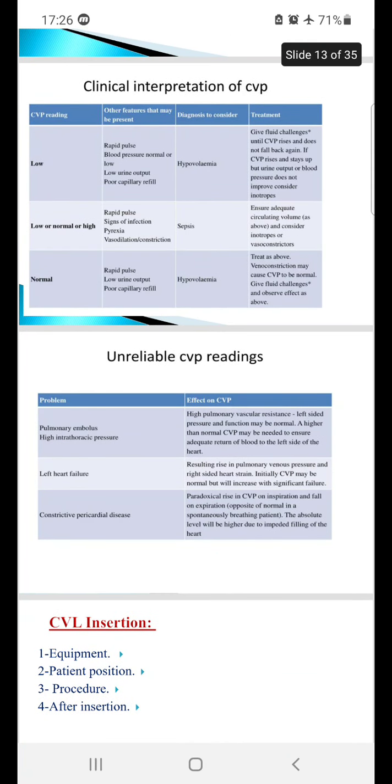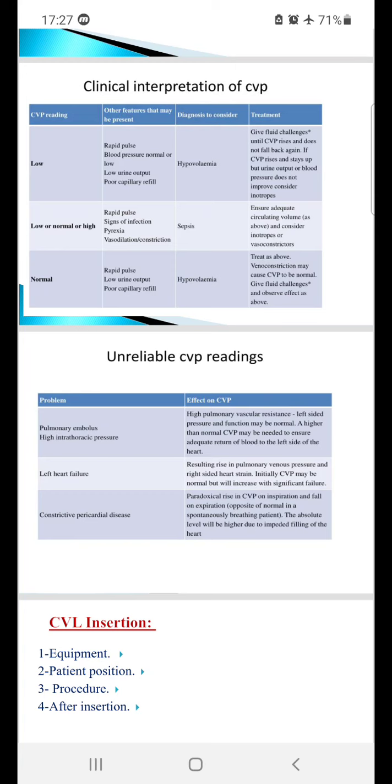Unreliable CVP readings: the problem may be pulmonary emboli or high intrathoracic pressure. Effect on CVP: with high pulmonary vascular resistance, left-sided pressure and function may be normal. A higher than normal CVP may be needed to ensure adequate return of blood to the left side of the heart. Left heart failure results in a rise in pulmonary venous pressure and right-sided heart strain. Initially CVP may be normal, but it is increased with significant failure.